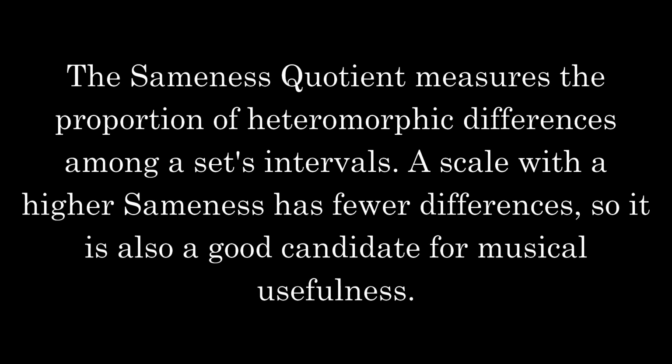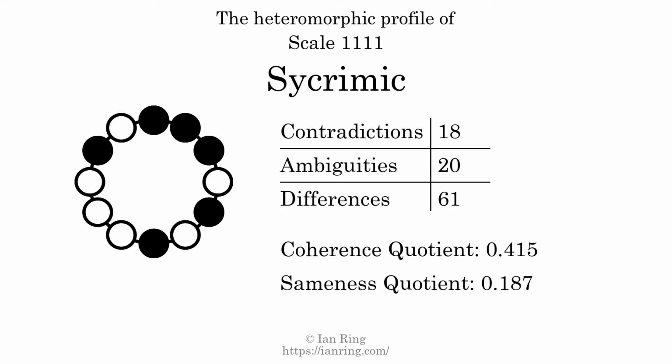The sameness quotient measures the proportion of heteromorphic differences among a set's intervals. A scale with a higher sameness has fewer differences, so it is also a good candidate for musical usefulness. The sameness quotient is 0.187.